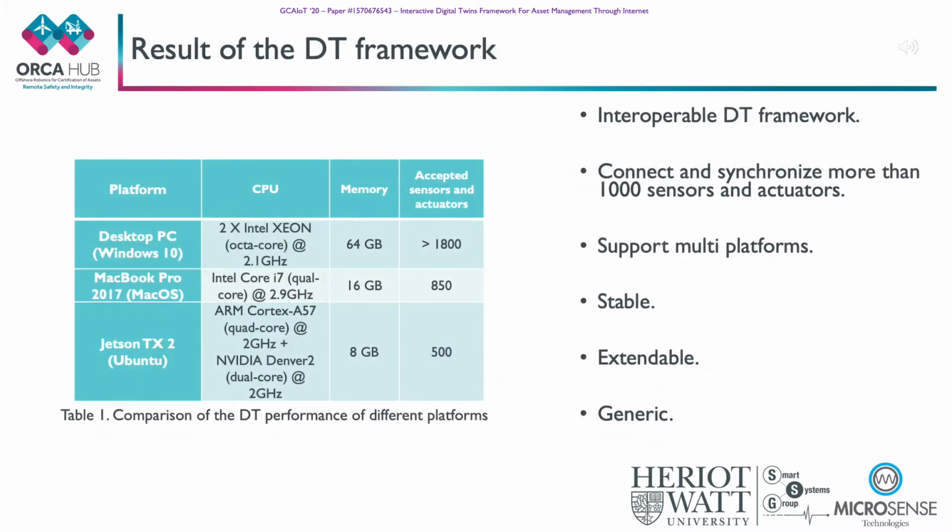Before we implemented this framework into the use cases, it was given a connectivity test. Table number 1 here shows that this interoperable digital twin framework can connect and synchronize more than 1,000 sensors and actuators, depending on the platform and the computer resource. It also proves that this framework is stable, extendable, and generic for different platforms, system, and hardware architectures.